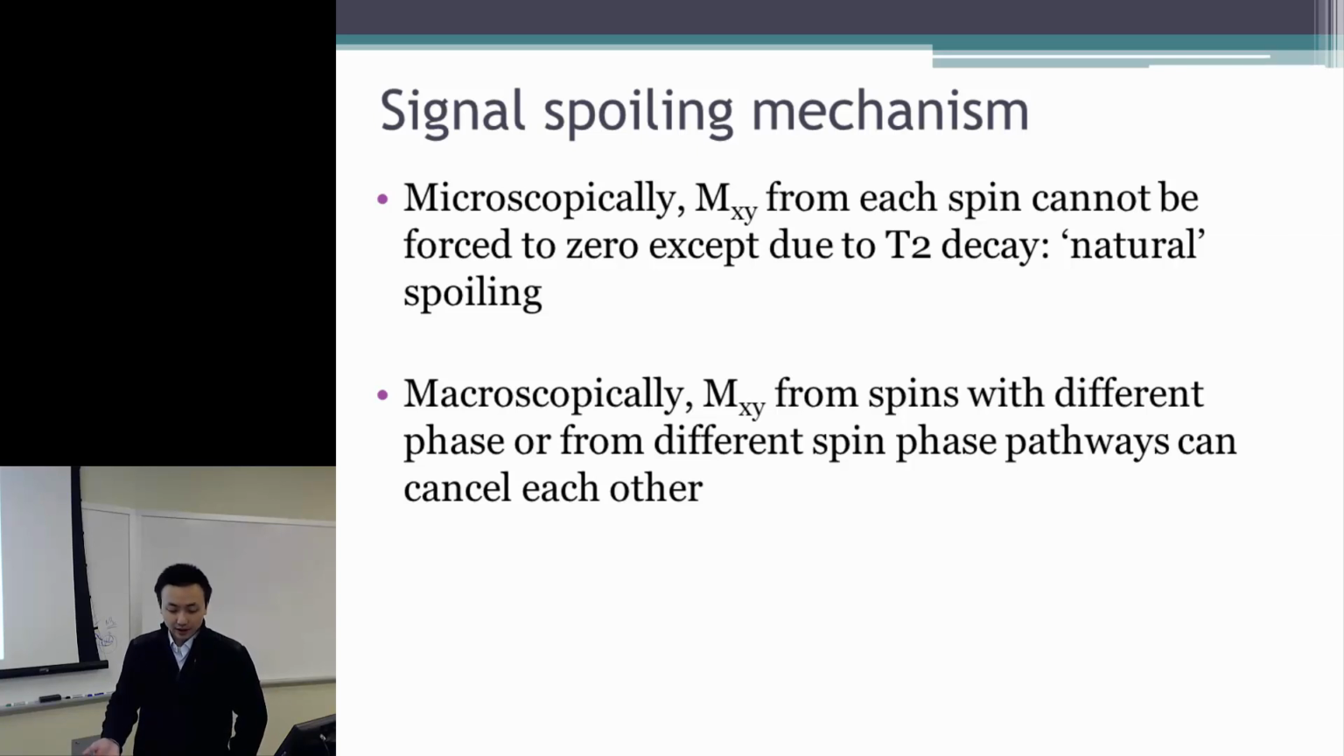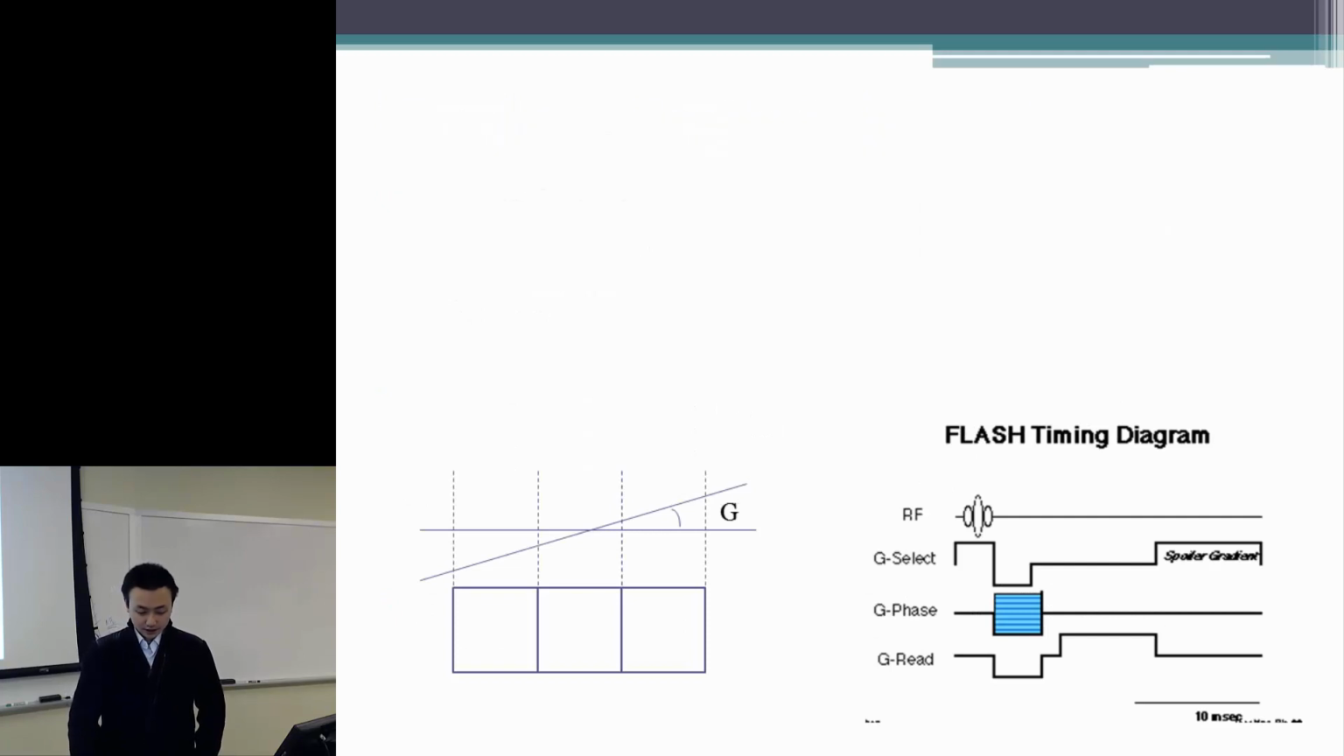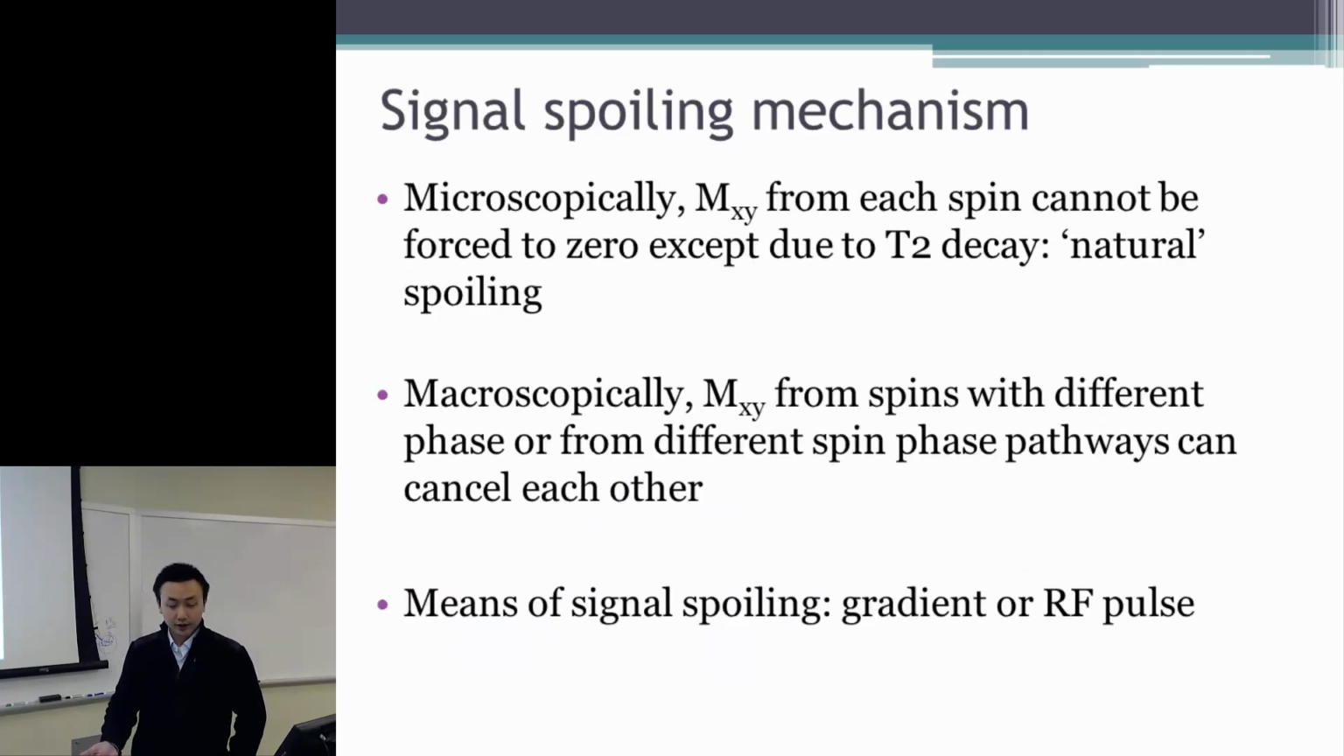So macroscopically, we are able to modify the spins so that the spins are spread with different phases, and then they add up to each other, and their vector sum becomes 0. That means if that vector sum is 0, then it will not contribute to the subsequent signal acquisitions. So the means of signal spoiling are two ways: one is the gradient, and the other is using the RF pulse.